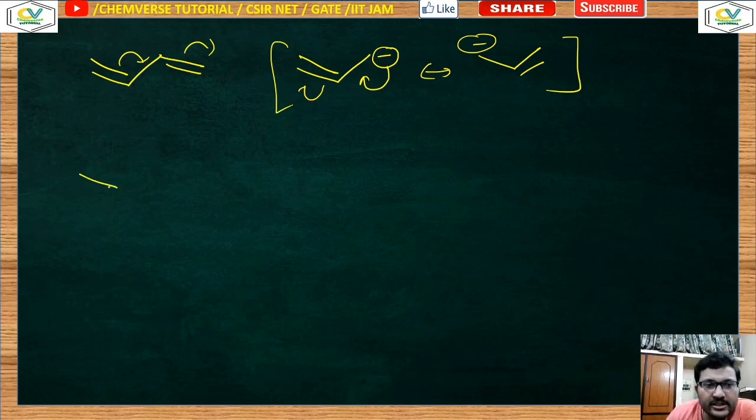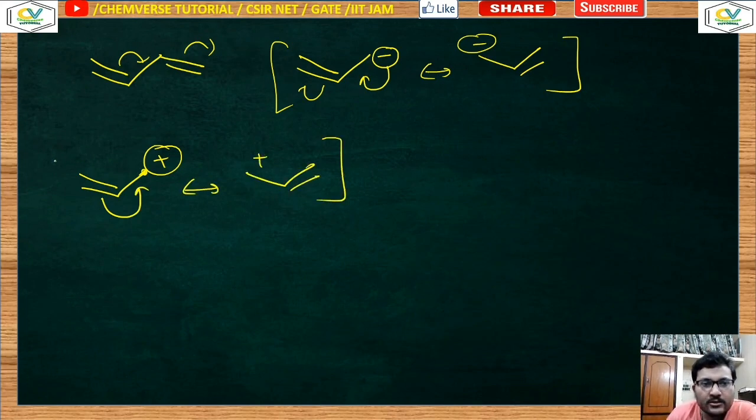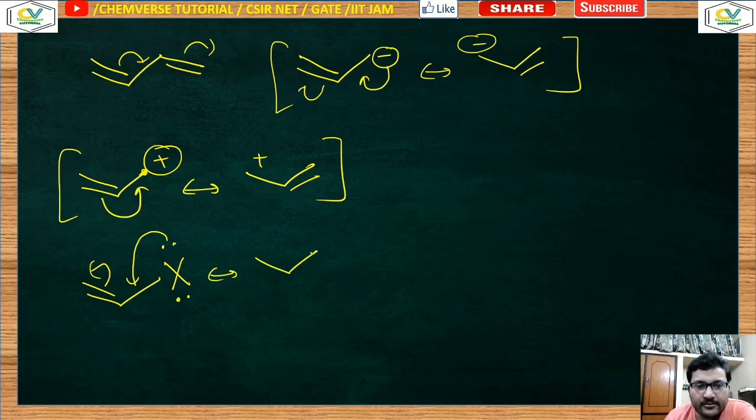There may be conjugation if this double bond, single bond, and here a positive charge is there, that means a carbocation is there. There will be this kind of conjugation. So here also conjugation can be present. Now if there is a double bond, single bond, and one heteroatom containing a lone pair, this lone pair can be donated over here and that can form this kind of structure.